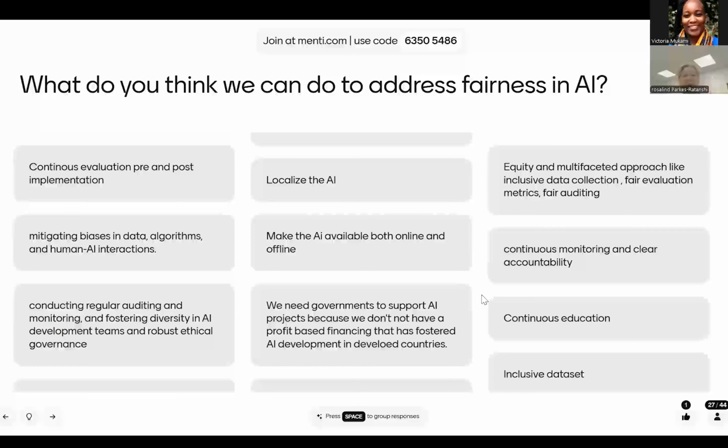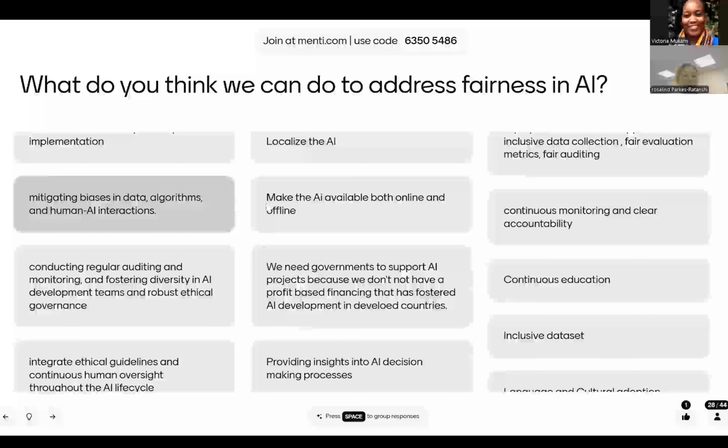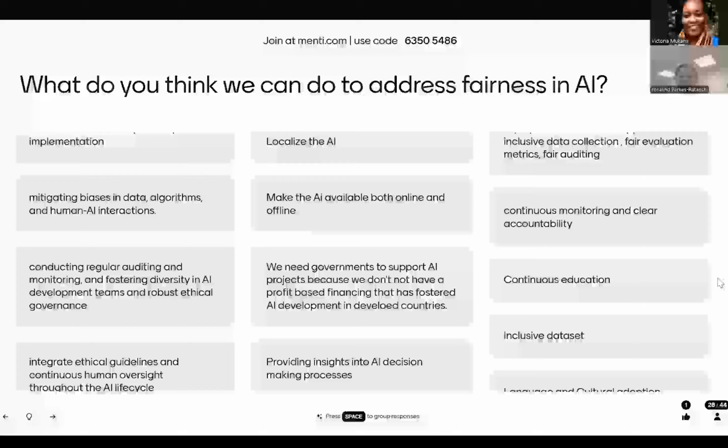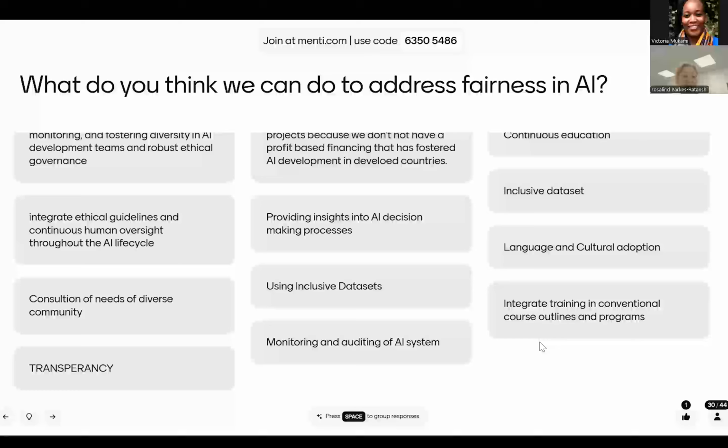Yeah, so who is going to pay for this? What is the sustainability of this, and how do we make sure that it's available to the people? Mitigating biases, conducting auditing, continuous education, inclusive data sets, really excellent responses, consultation of diverse populations, monitoring and auditing of the AI, and transparency. Okay, so I think I'm going to stop sharing this for a while. We'll come back to analyze it in a little bit.